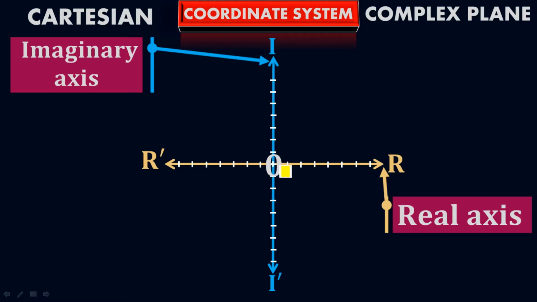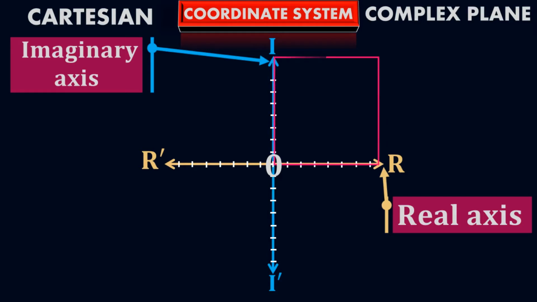Look on the right side of the 0, which is the origin. The real axis is represented by r with the positive values. On the left of the 0, it is represented by r prime with the negative values for the real axis. Above the 0, this line is represented by I with the positive values along the imaginary axis. Below the 0, it is represented by I prime with the negative values for the imaginary axis.